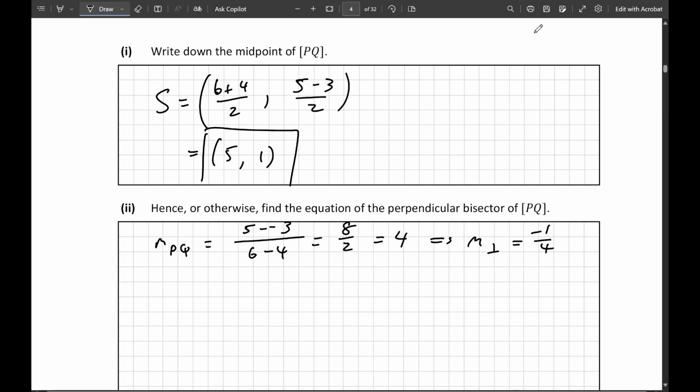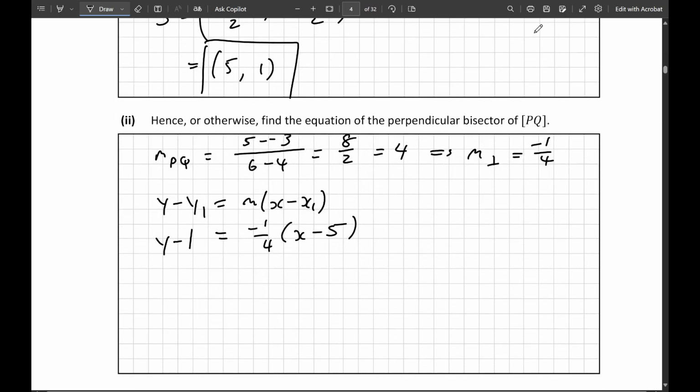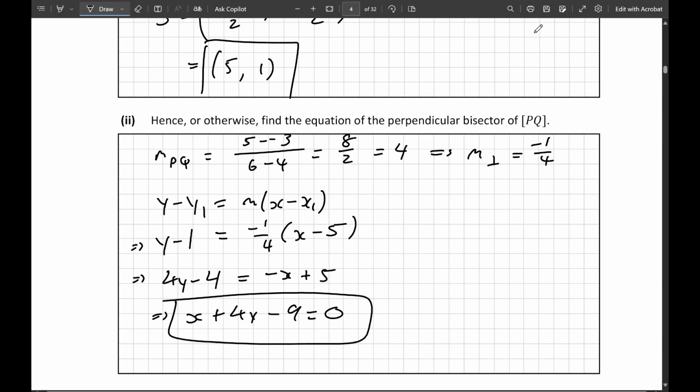Now it also goes through the point 5, 1. So we'll use the y minus y1 equation to say that y take away 1 is minus a quarter, x take away 5. Now, this can be written in different forms. So this is technically an equation of the bisector. I'm going to throw everything to one side and let everything equal to 0. So 4y take away 4 is minus x plus 5. So x plus 4y minus 9 equals 0 is the equation of the bisector for PQ.